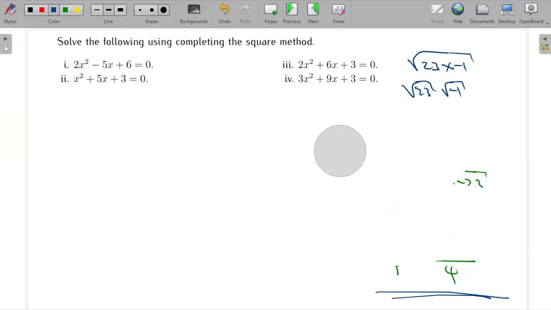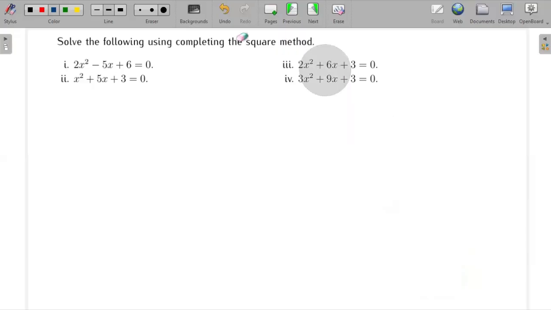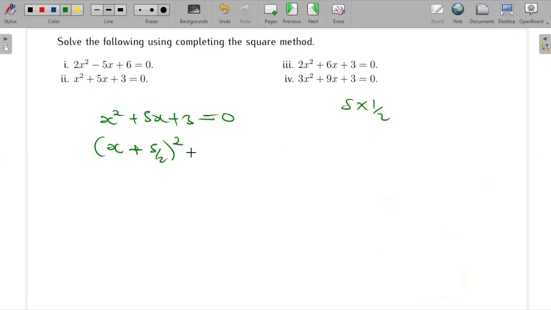All right, let's do the next one. We follow the same steps of completing the square. The next one is x squared plus 5x plus 3 is equal to 0. Already we have a 1 there, so that's okay. So next you go directly: x plus half the coefficient of x, which is 5 multiplied by half, which is 5 over 2, and then you square it, minus 5 over 2 squared, plus the 3 equal to 0.